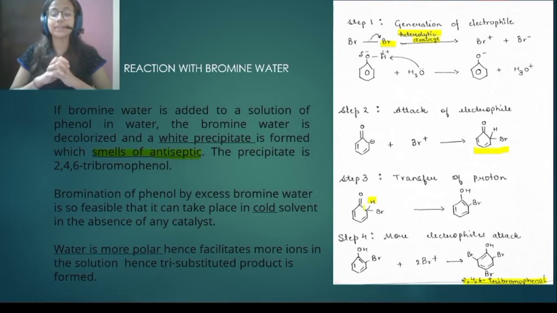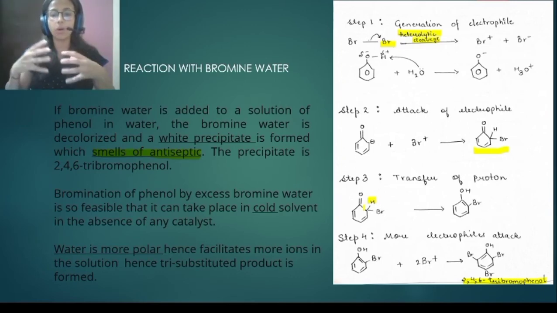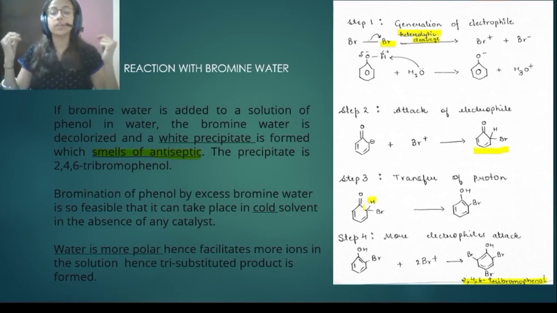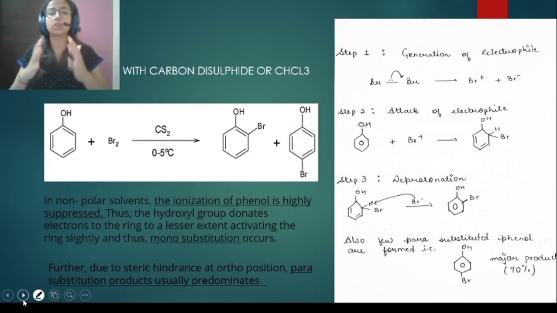Bromination of phenol by excess bromine water is so feasible that it can take place in cold solvent in the absence of any catalyst. Third point, water is more polar. Now you may question why all of the bromine gets attached to all of the electron-rich centers. This is due to the polar nature of water. Due to its polar nature, it facilitates more and more ions in the solution, and hence a tri-substituted product is formed.